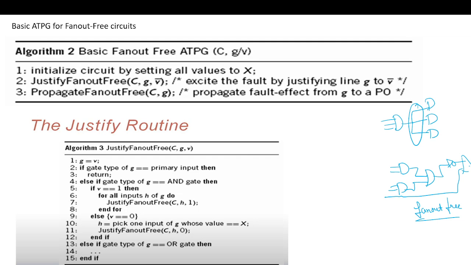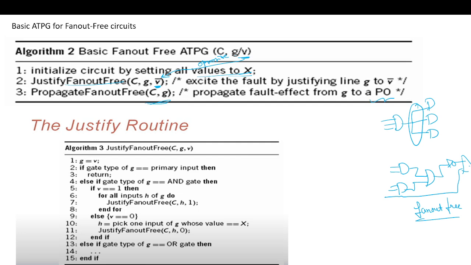So what we perform is that we first initialize all the values to X. That means first we don't know what is the value at all the nodes. The next is that for any fan out free value we are justifying it. So first we want to excite the fault. If it is stuck at V, we have to apply the opposite value. And next we have to propagate this to any primary output.